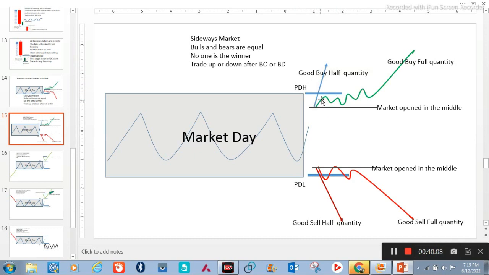If it pauses here for some time and then takes the breakout of the previous day high, it is a good buy. Suppose you have bought 25% or 50% here, the remaining money you can buy here, or you can avoid this stage and take the trade here with full quantity. If you want to take the trade here, you buy a little and the remaining amount after this breakout. The same scenario applies on the downside also. We go to the next.